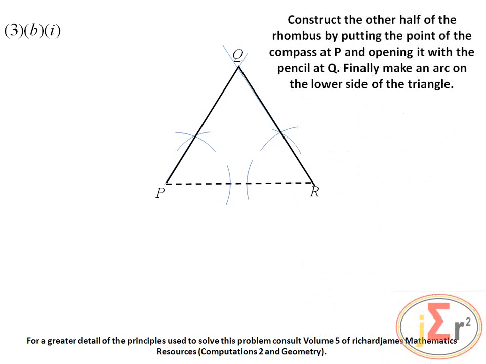We are going to construct the other half of the rhombus by putting the point of the compass at P and opening it with a pencil at Q. Then finally make an arc on the lower side of the triangle. So we're going to put the compass point right here. Open the pair of compasses so that the pencil is here. Then make an arc down here.